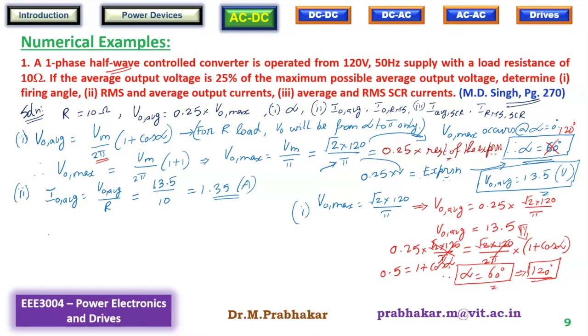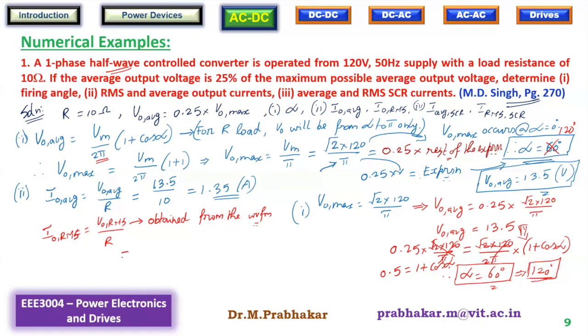Now, if you want to find out the RMS value, you have to find out from the waveform. So RMS value will be V naught RMS divided by R. Now V naught RMS has to be obtained from an expression, from the waveform. I think you know how to do that. You square it, root mean square. First square, take the mean, then take the square root.